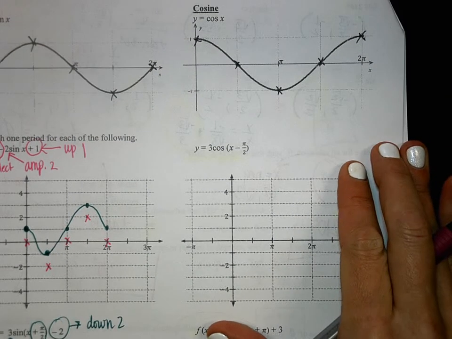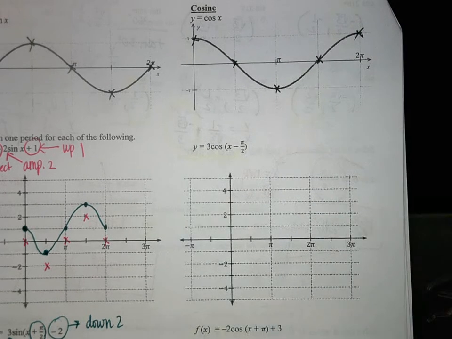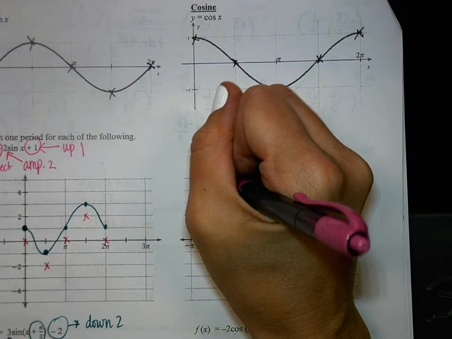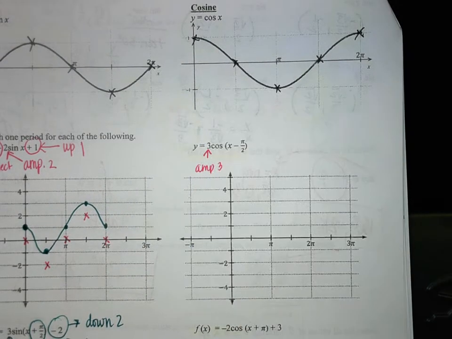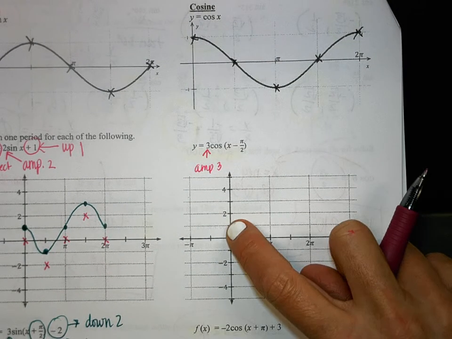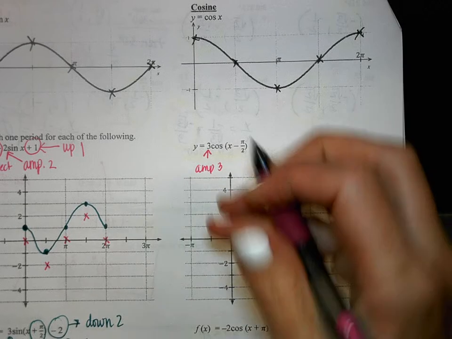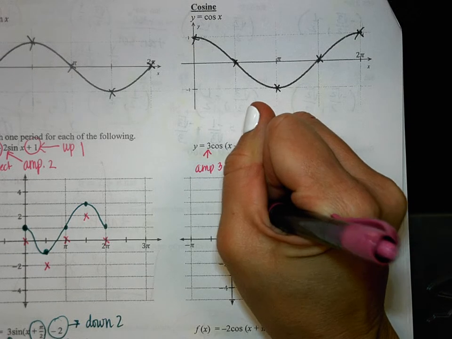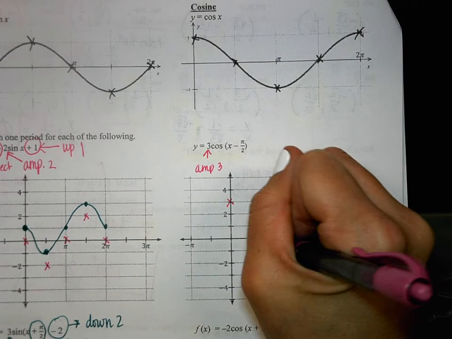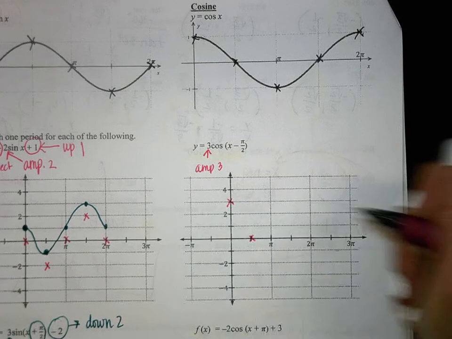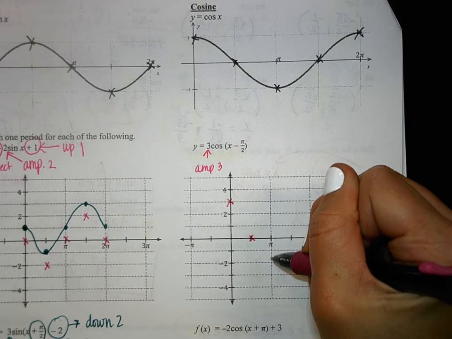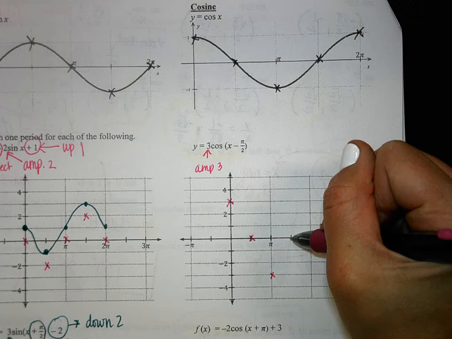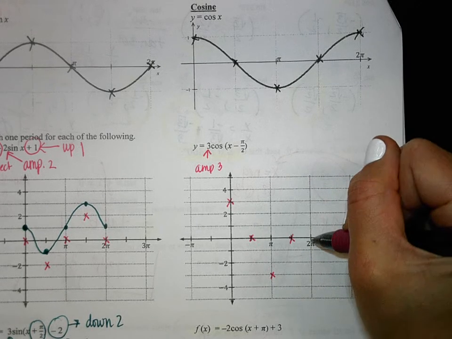So the markings are all the same, but we need to pay attention. This right here means it has amplitude of 3. So let's make our markings. It normally starts at 1, but instead of starting at 1, it's going to start at 3, right? So I'm going to make an x here at 3. And then 0 times 3 is going to be 0 still. At pi, it would normally be at 1, but it's going to go down to, very good, -3. And then here, at this marking, it's going to stay at 0. And at 2 pi, it's going to go back up to 3.